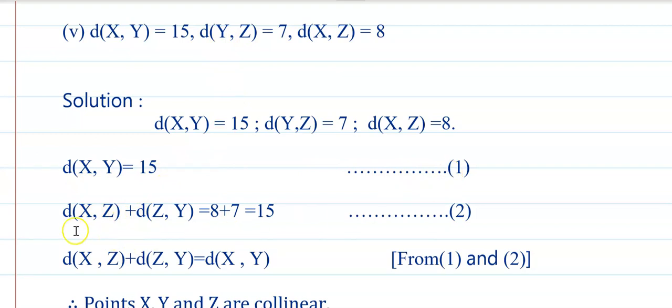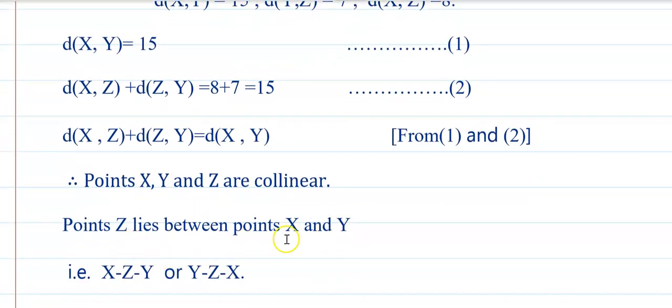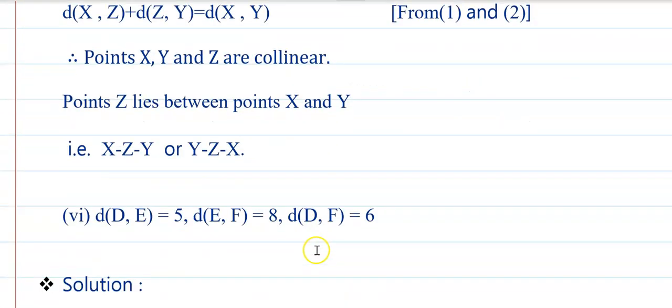This is the first. Distance XZ plus distance ZY, 8 plus 7, that is equal to 15. And hence the points X, Y, Z are collinear. And Z lies between X and Y and can be written as X-Z-Y or Y-Z-X in this way.